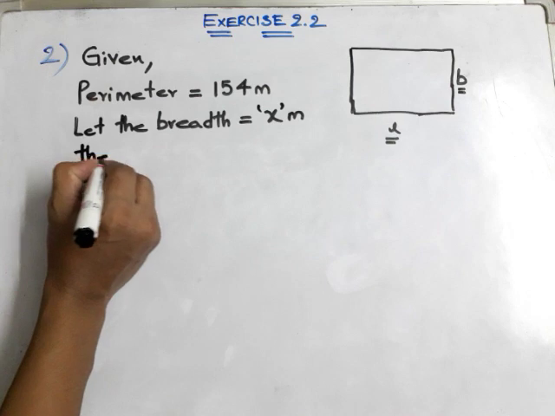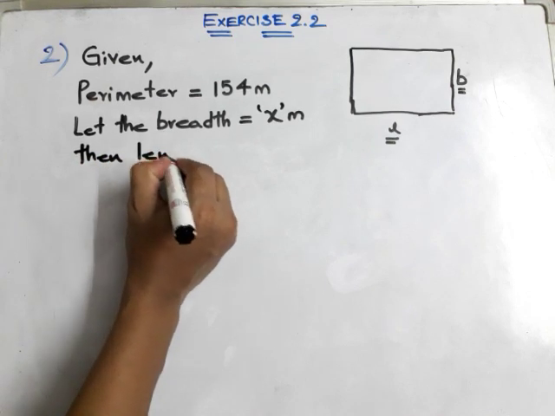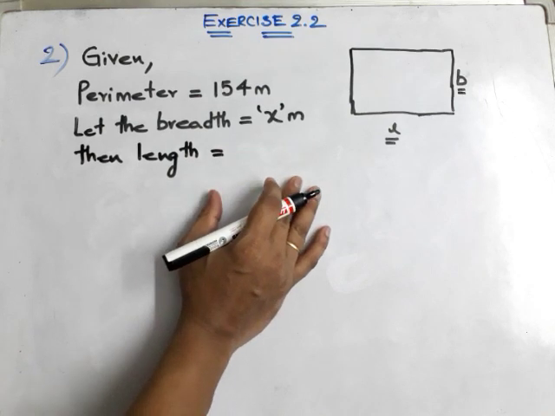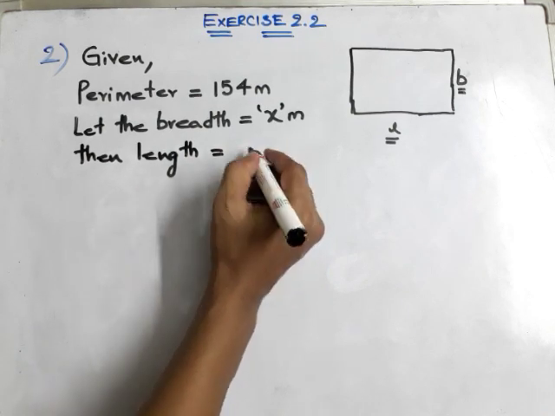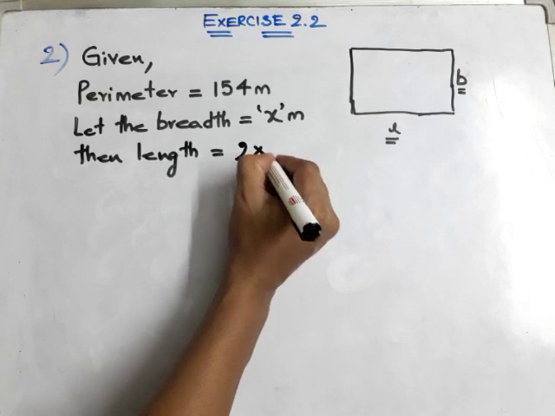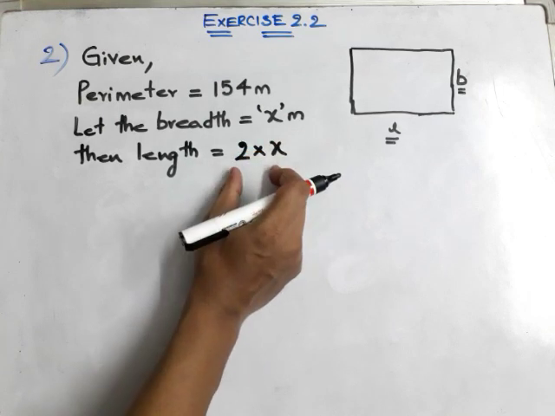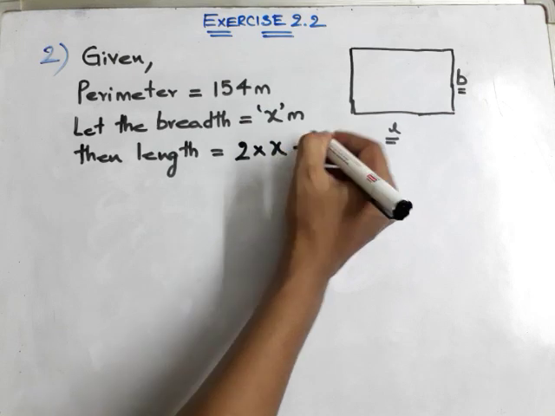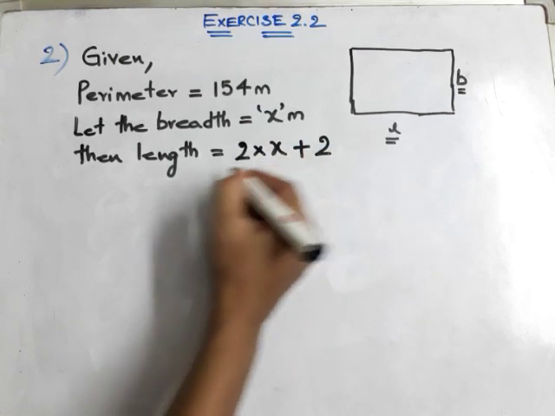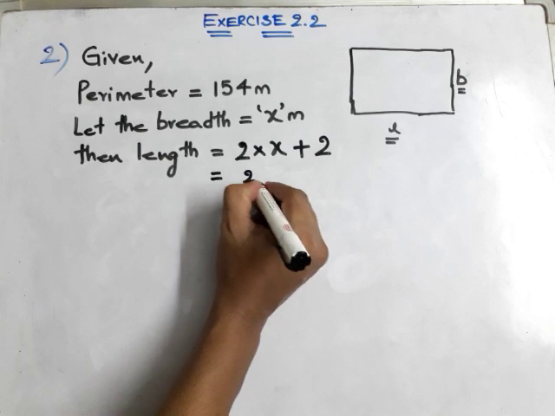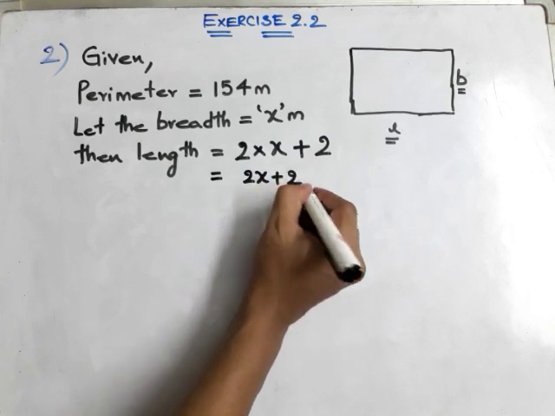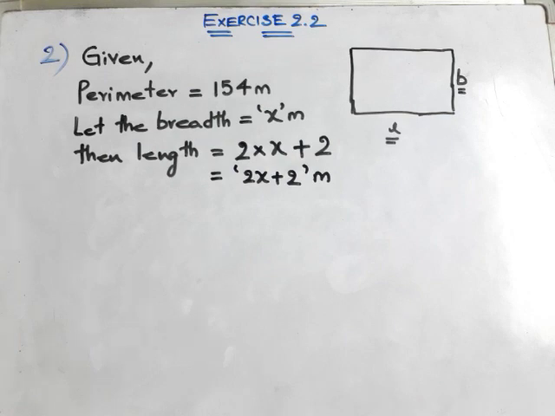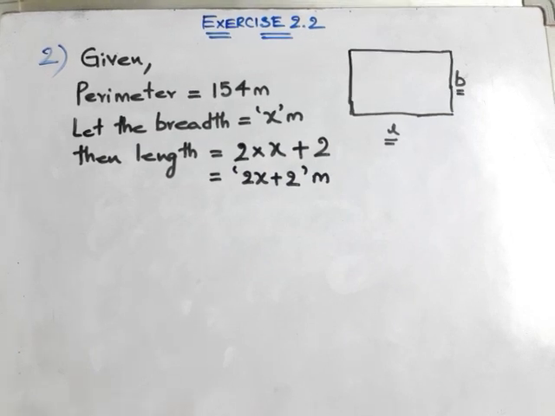Then according to the question, what is the length going to be? 2 meters more than twice the breadth. So twice the breadth means 2 times x, and 2 meters more. More means extra or add. So the length is going to be 2x plus 2 meters.